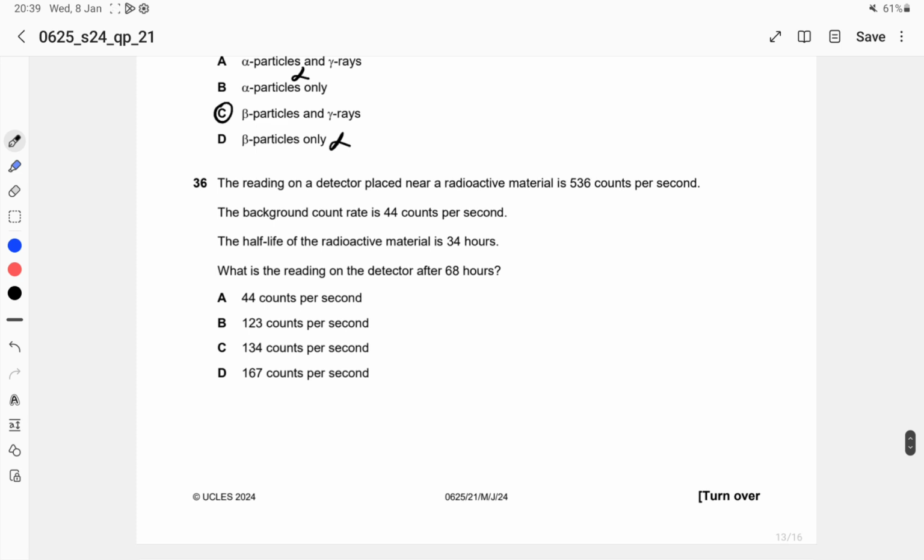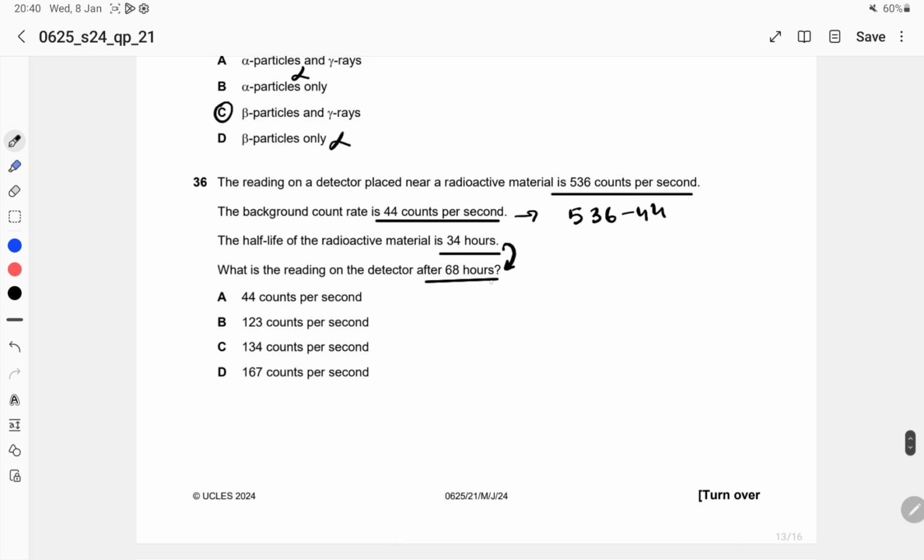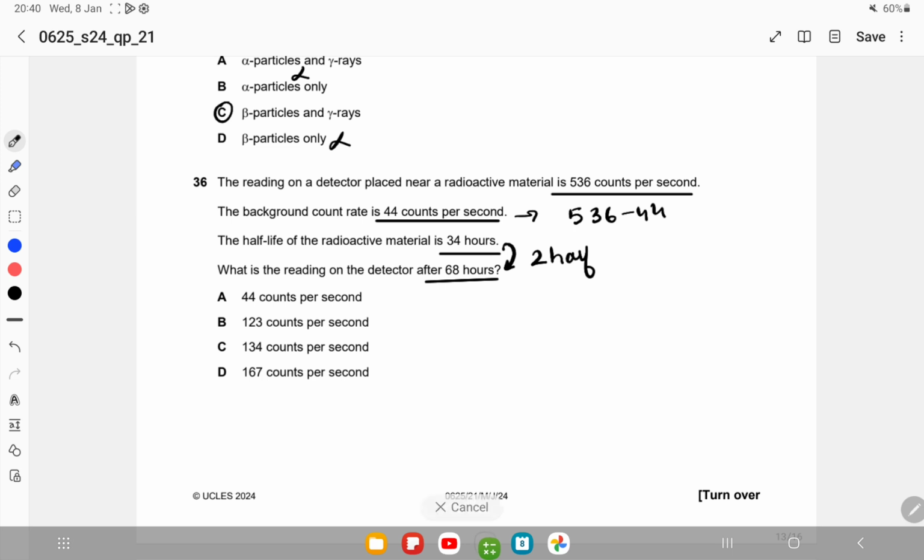Okay. 36th. The reading on the detector placed near a source is 536 counts per second. This is my original count, of which background radiation is 44. Which means count only due to the sample is 536 minus 44. The half-life is 34 hours. How much is the reading after 68 hours? So 34 is one half-life, 68 is two half-lives.